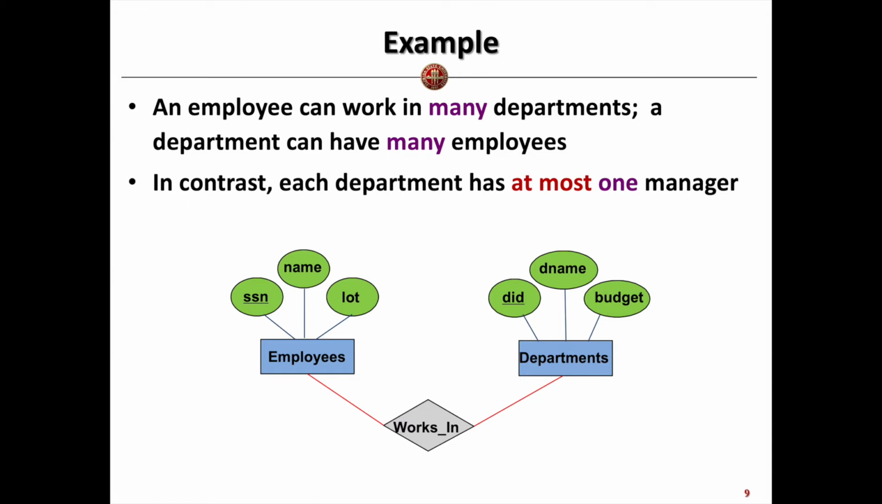Let's assume we have two entities. The first one is an employee. This employee has a bunch of attributes like SSN, name, and lot. You can see a slight difference among these attributes. For the SSN, we have a 1 on the 9. We will cover this later.